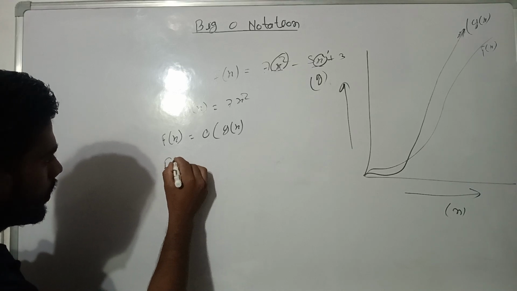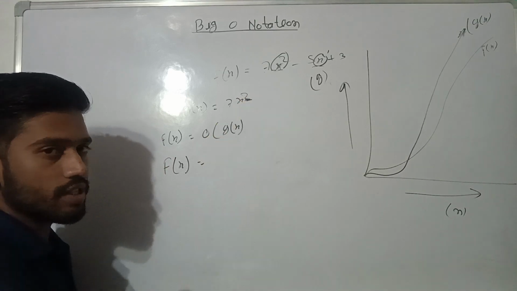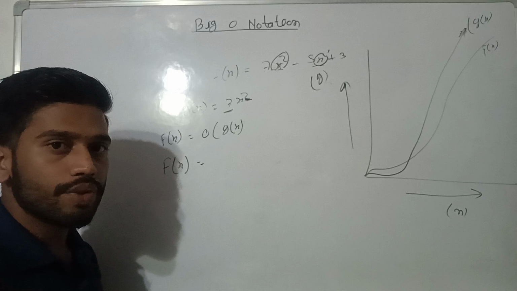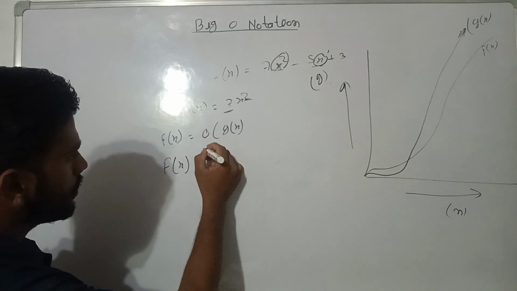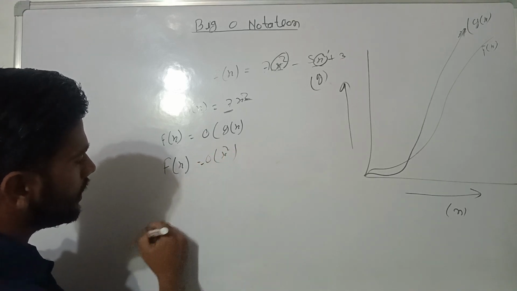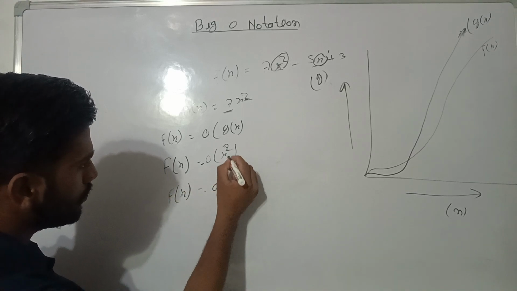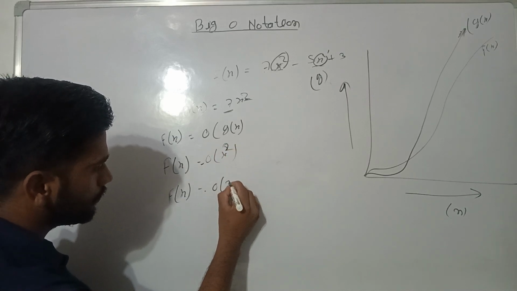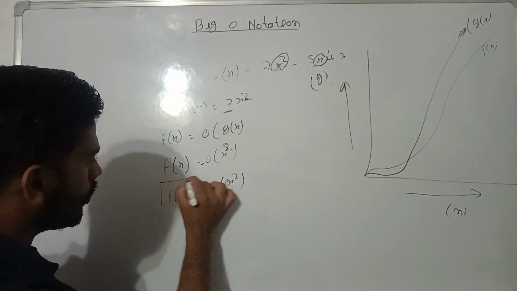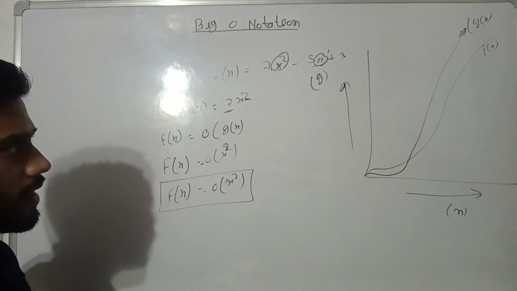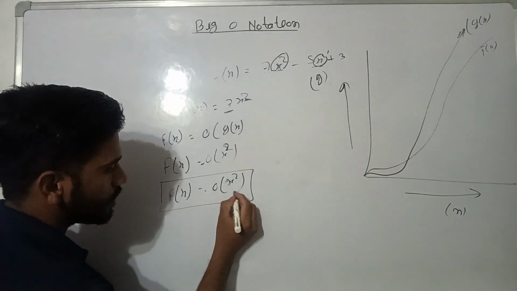Now for Big O of x, what do we consider? The exponential term. And what about the constant factor? We ignore the constant factor. Then here it is Big O of x square, right? Then for the function f(x) it is order of x to the power 2. This is Big O notation. For this Big O notation, g(x) is equal to x square.